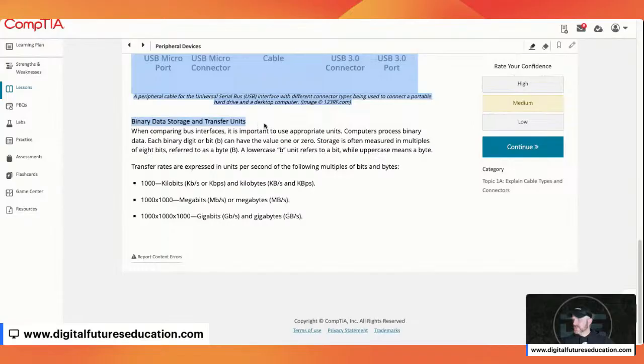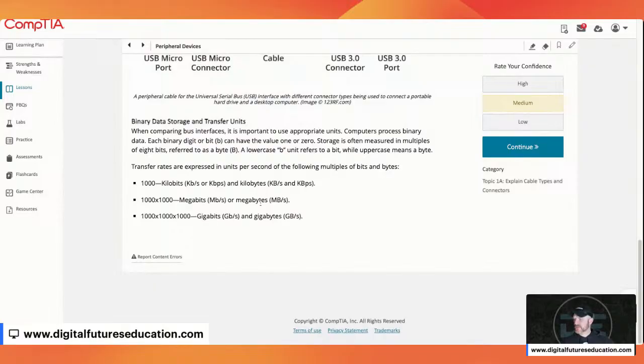Binary data and transfer storage units. When comparing bus interfaces, it's important to use appropriate units. Computers process binary data. Each binary digit or bit can have the value 1 or 0. Storage is often measured in multiples of 8 bits, referred to as a byte. A lowercase b refers to a bit, while uppercase B means a byte.